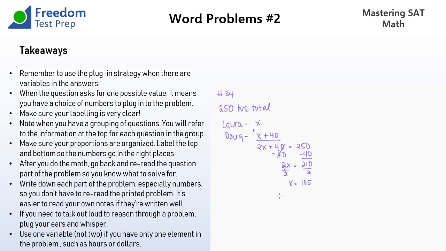Now, in this question, they're asking how many hours did Laura spend? And when you see Laura in that question, you should circle Laura so you know that you're solving for Laura. Now, this is fine. Laura is X, and we solve for X. So 105 is our answer for this question. But if they had asked you to solve for Doug, you would have taken that 105 and added on the 40, and the answer would have been 145. Okay, so just always reread that question part and circle. If you really want to do it right, you will circle it and make sure that it's correct.